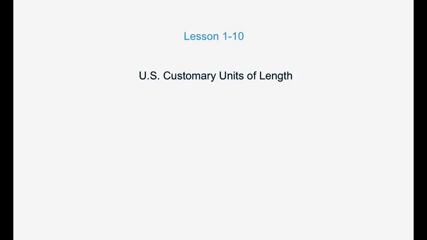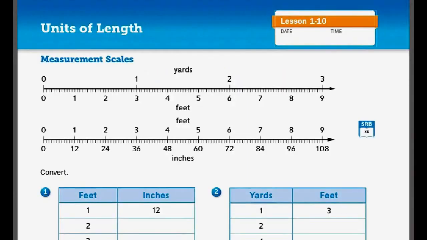So if we look at journal page 24 here, it gives us some measurement scales. So you can start to think in your head about how long a foot is, how many inches there are in that 1 foot, and then imagine that yardstick, how many feet are in a yardstick. What these scales do is compare two different units of measure side by side, hence the scale. How many of one would make up another? We're going to use those to help us convert units of length in the U.S.